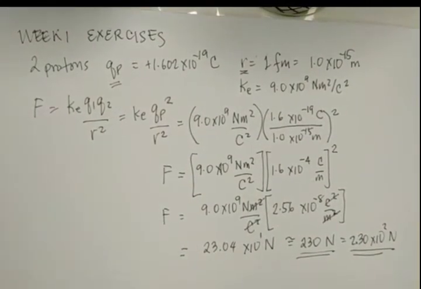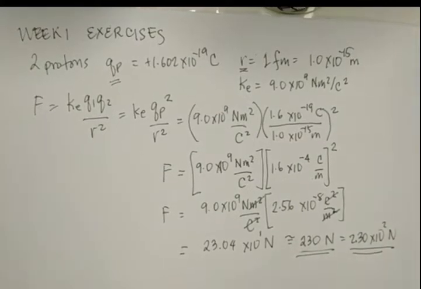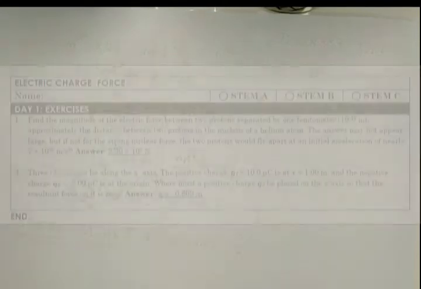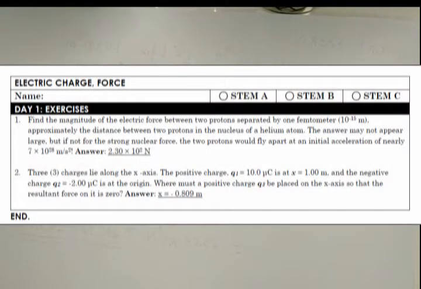Okay. Madali lang. This time we'll be solving yung problem number 2. The problem number 2 states naman na 3 charges lie along the x-axis. Now, Q1 is 10.0 microcoulomb at x is equal to 1.0 meters. And the negative charge Q2 is at negative 2.0 microcoulomb, which is at the origin. Where must a positive charge Q3 be placed in such a way that the resultant force between them is 0.